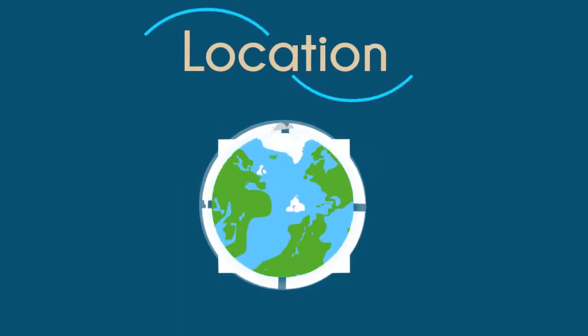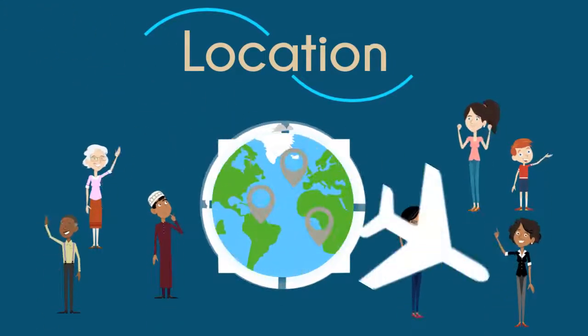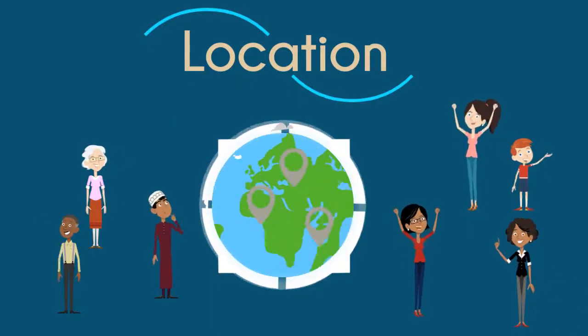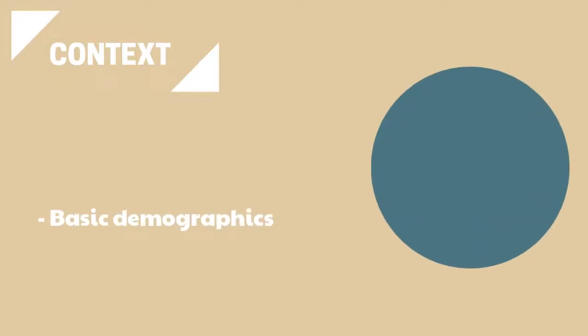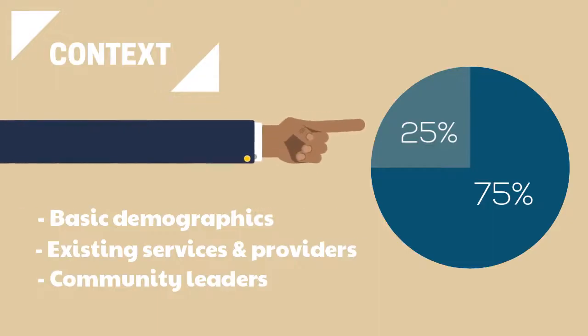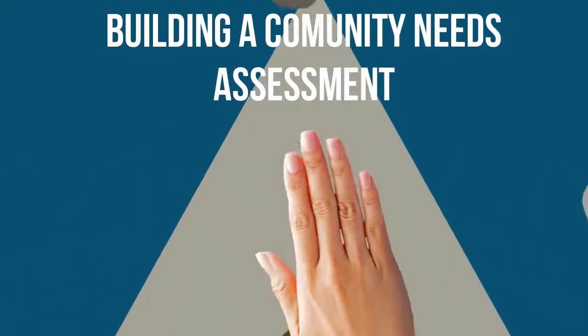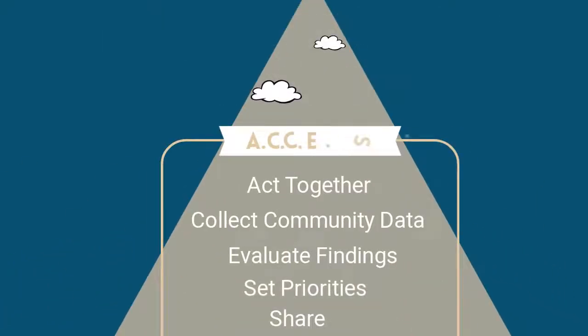From there, you'll want to determine the location. This can be a broad geographic region, like an entire state, or a small local community. After determining the location, you will want to understand the population's demographics, victim service providers in the area, and who the community leaders and stakeholders are. Now that we have named the three preliminary steps, let's build a community needs assessment with ACCESS.